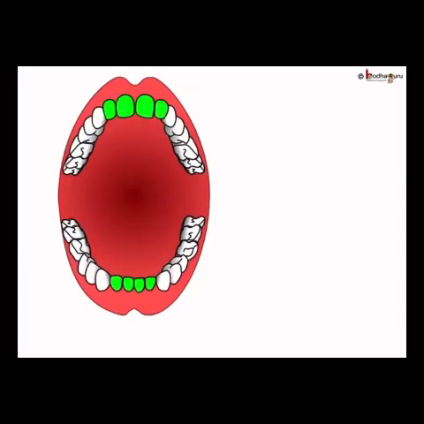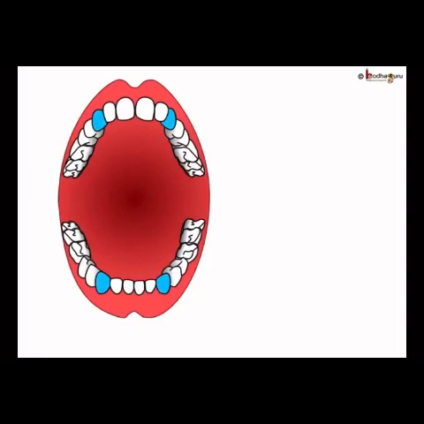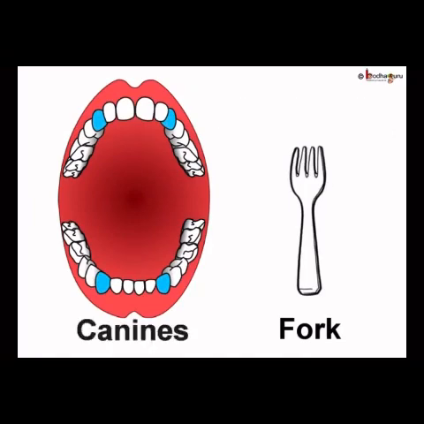They all are the same and have sharp edges to cut and bite the food. So, they are known as cutting teeth. They work like scissors and hence are called incisors. On each side of the incisors in each jaw, there are sharp pointed teeth that are used for tearing the food like a fork. They are 4 in all. They are called canine teeth or tearing teeth.